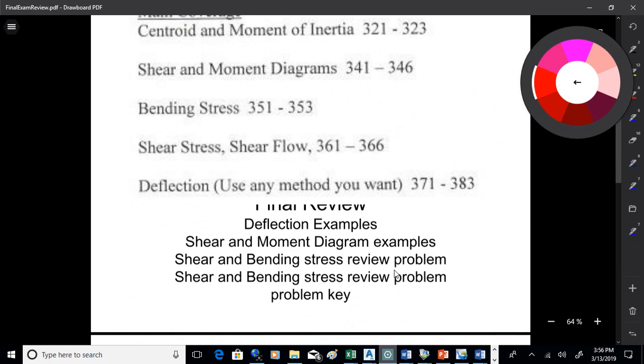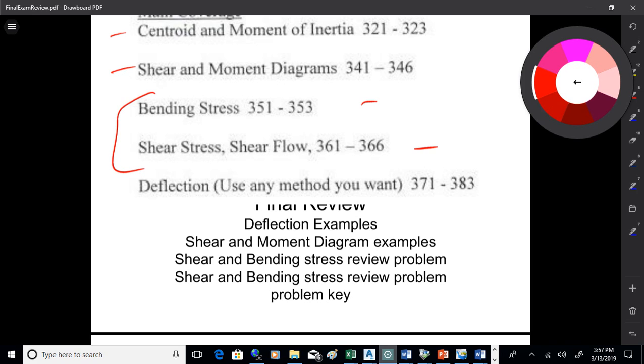Now, the stuff that we've done since the last midterm that'll definitely be on this will be centroid and moment of inertia, 321 through 323, shear and moment diagrams, bending stress, and shear flow. We just went through these 2 things. You recently did the shear and bending moment diagrams, and then centroid and moment of inertia we've kind of covered when we did this stuff too, right? And then deflection, that we'll cover here in a little bit.